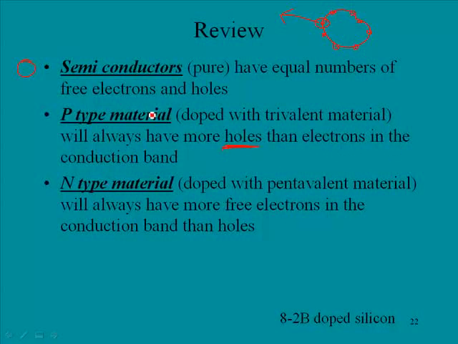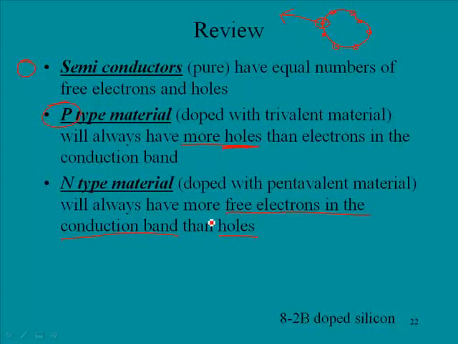Okay, because the nature of the material is to have holes, so we'll still have this phenomenon where an electron will leave and create a hole, but because we started out with holes, there will always be more holes than electrons in the conduction band. Now that's the nature of P material. N material is just the opposite. It is doped with pentavalent material. It will always have more free electrons in the conduction band than holes.